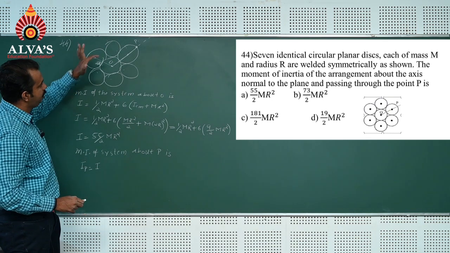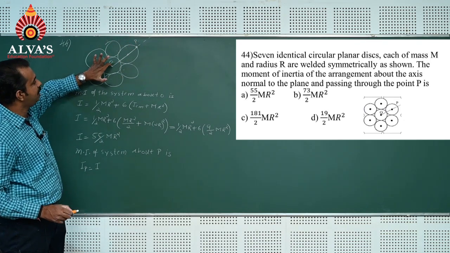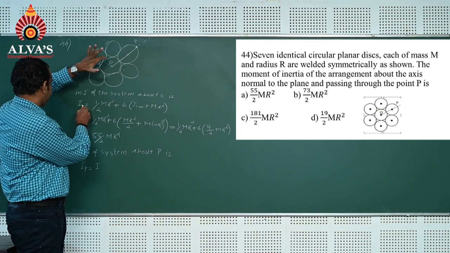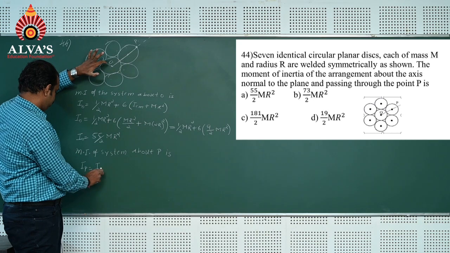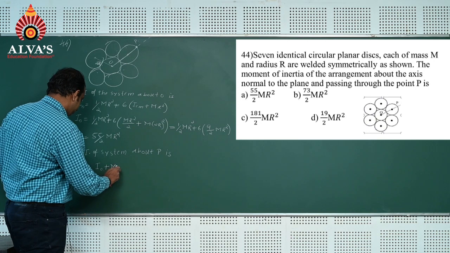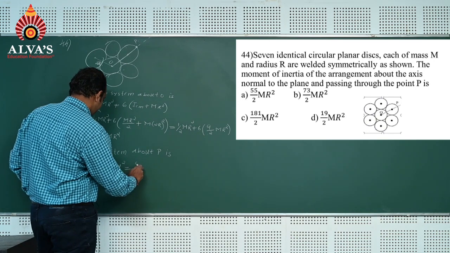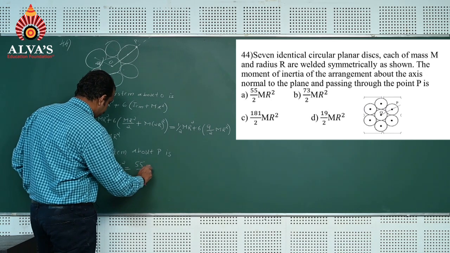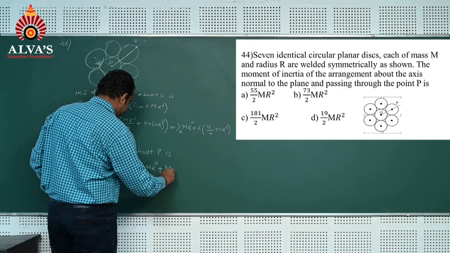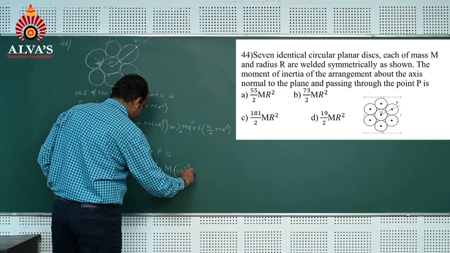I use the parallel axis theorem. The moment of inertia of this system about point P is the moment of inertia of this system about O, which I would like to take as O, plus m x square. So IP equals IO plus m x square, where IO is 55 by 2 mr square plus m into x, and x is 3r, whole square.